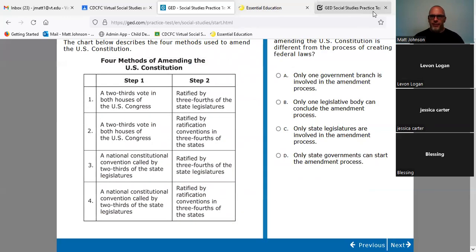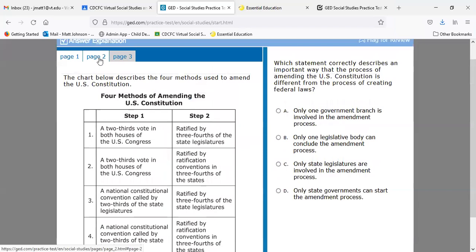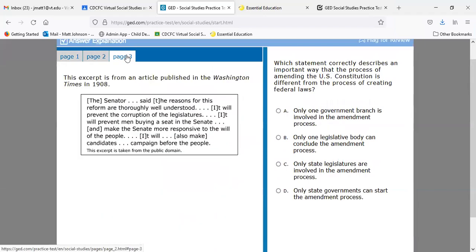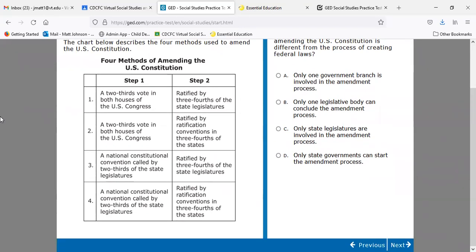Okay, so the first question. We have a table here. So we've got page 1, page 2, and page 3. The chart below describes the 4 methods used to amend the U.S. Constitution, which we talked a little bit about. Four methods of amending the U.S. Constitution. Step 1, a 2/3 vote in both houses of the U.S. Congress. Step 2, ratified by 3/4 of the state legislatures. This is the most common way we talked about, to add an amendment to the Constitution.